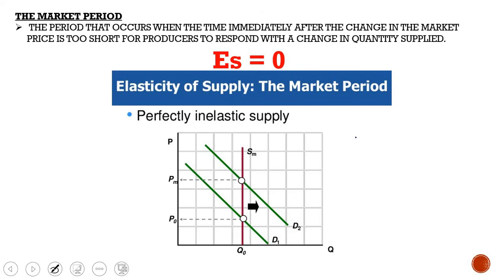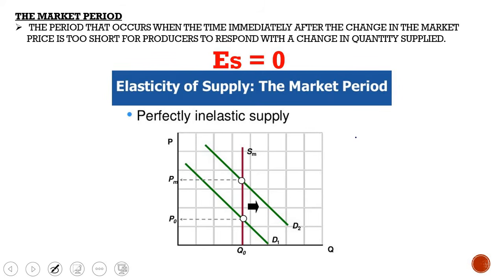Now, for elasticity of supply, your graphs are exactly the same as the demand. Only thing, instead of saying D, you're going to put an S. But for this price elasticity of supply, we look at 3 market periods. You look at the market period, you look at the short run, and you look at the long run.